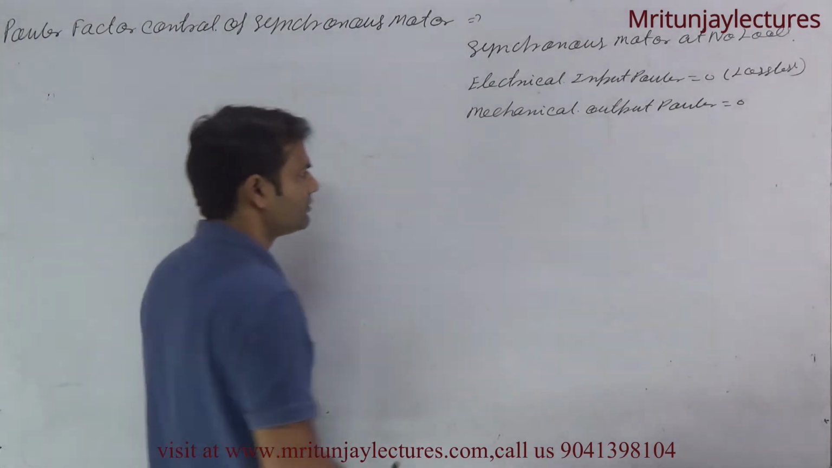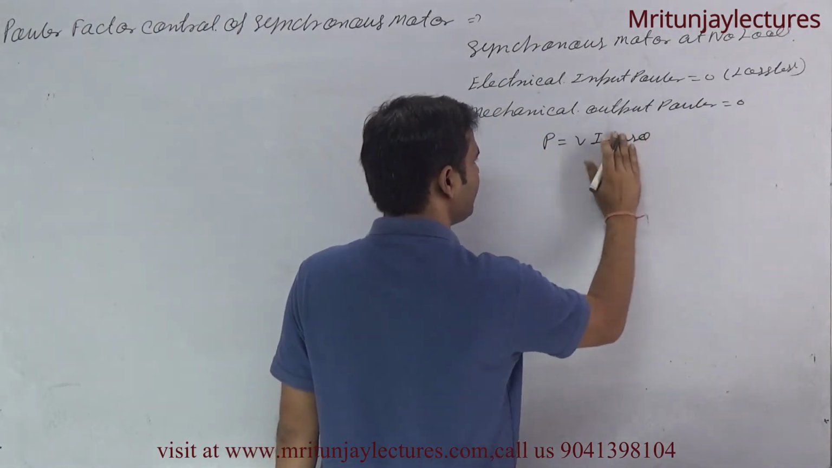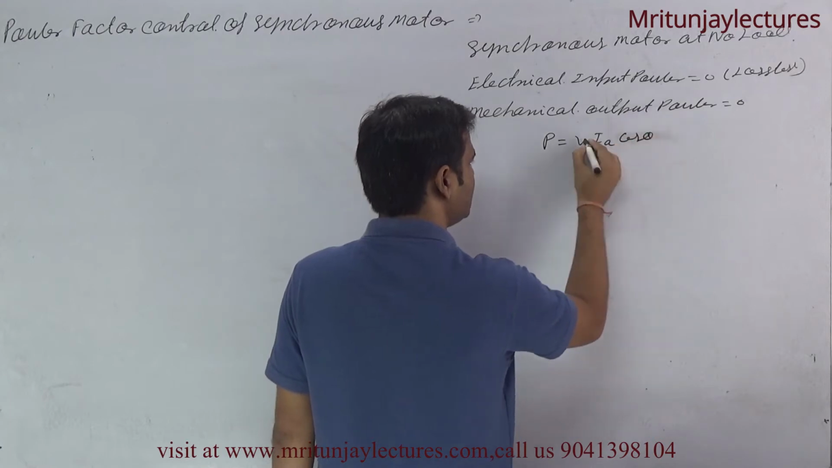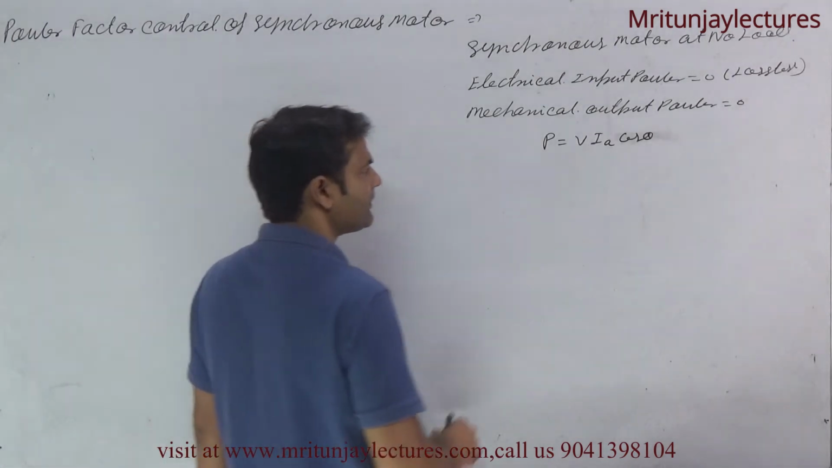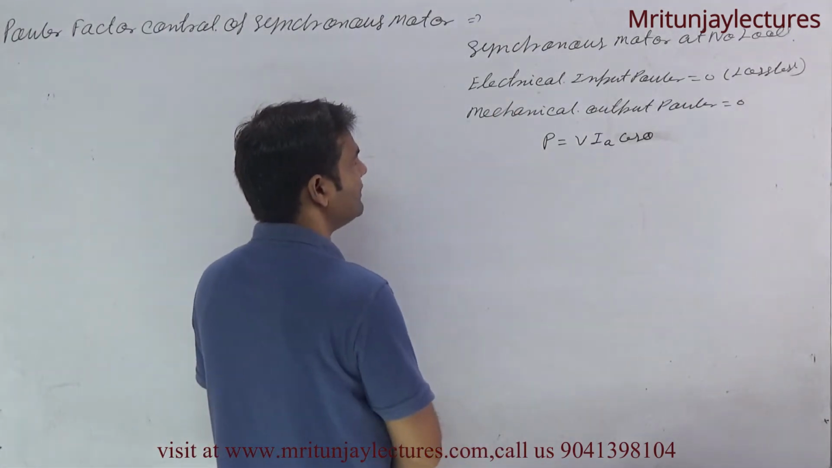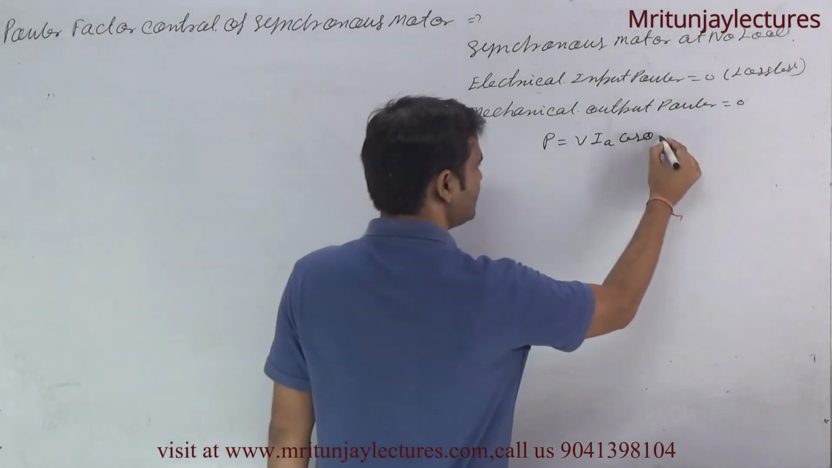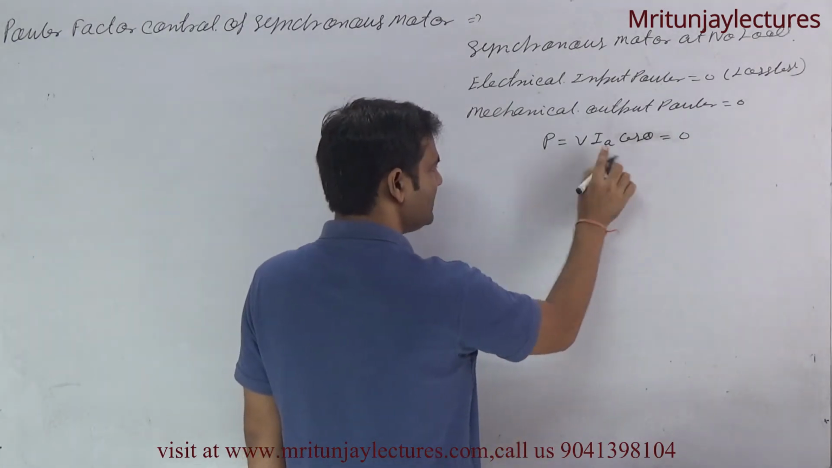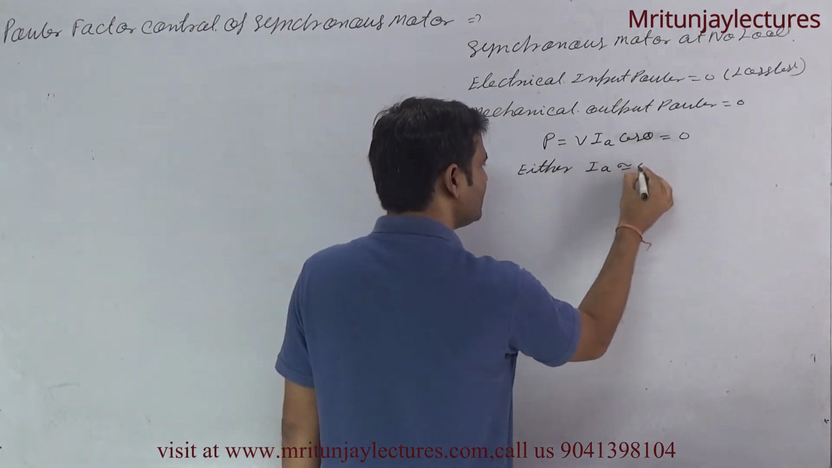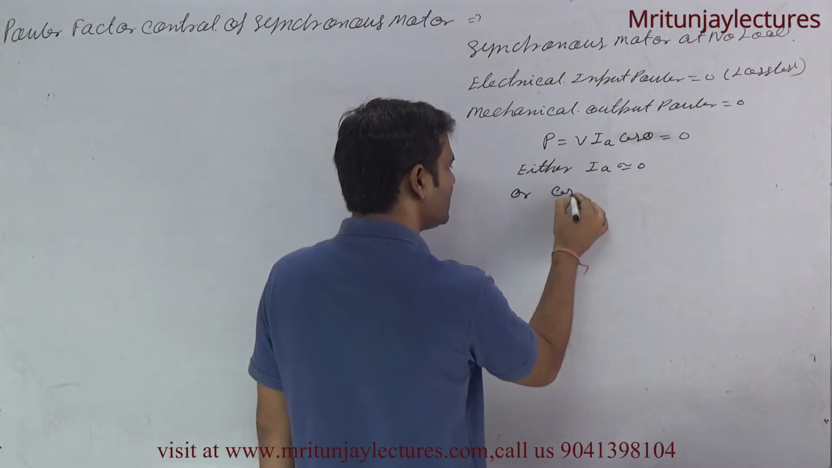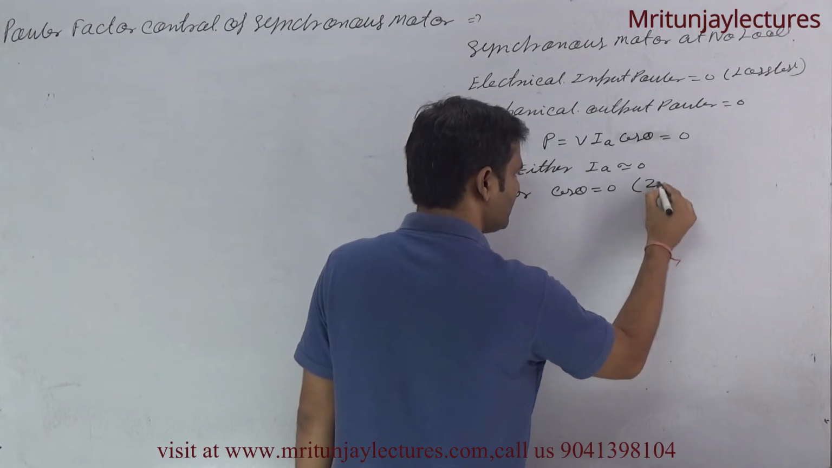Okay, now corresponding to this one, P will be equal to V into Ia cos theta. Theta is the angle between V and Ia, the armature current and terminal voltage. For a synchronous motor at no load, this one is 0. So there are two possibilities, either armature current is 0 or cos theta will be equal to 0. It means that is zero power factor.